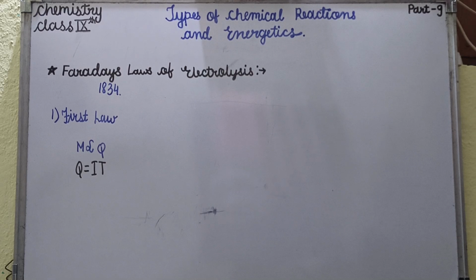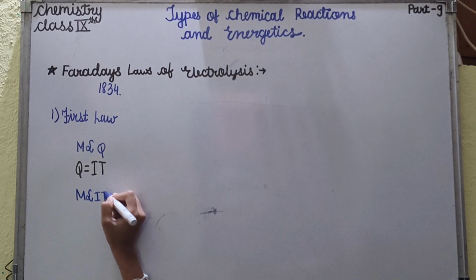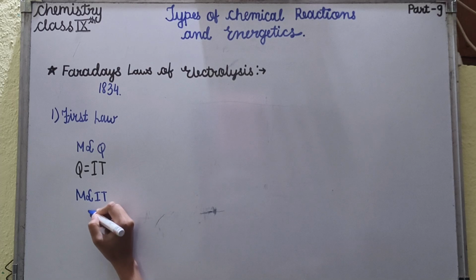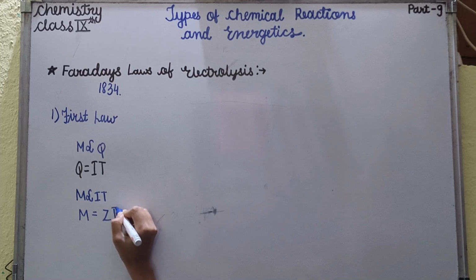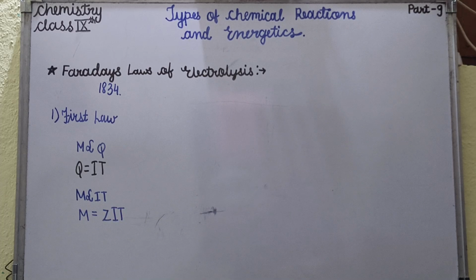Now we get M directly proportional to I into T. Finally, M we got equal to Z into I into T. Z is the electrochemical equivalent. Electrochemical equivalent is defined as the mass of the element produced during electrolysis by passing 1 coulomb of electricity. Unit for Z is equal to grams per coulomb.